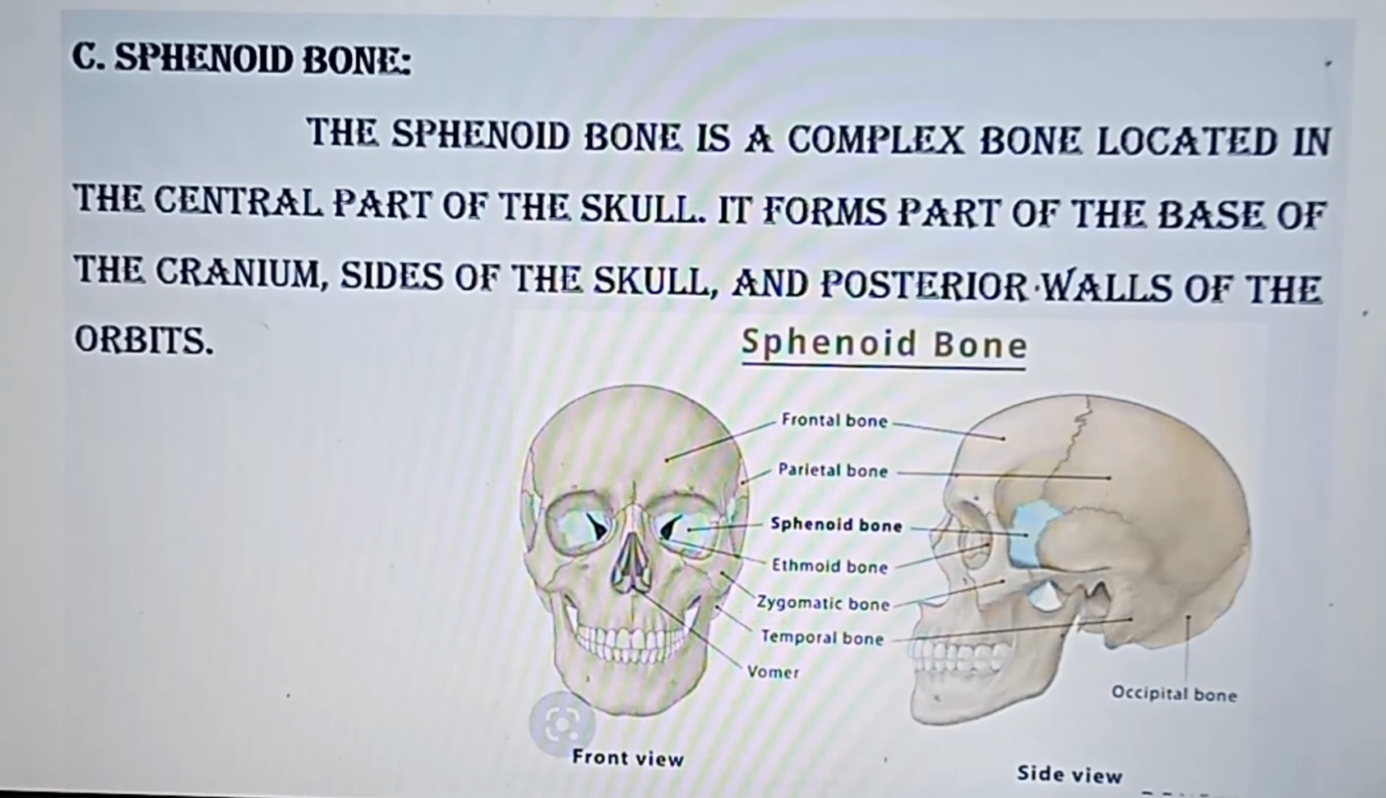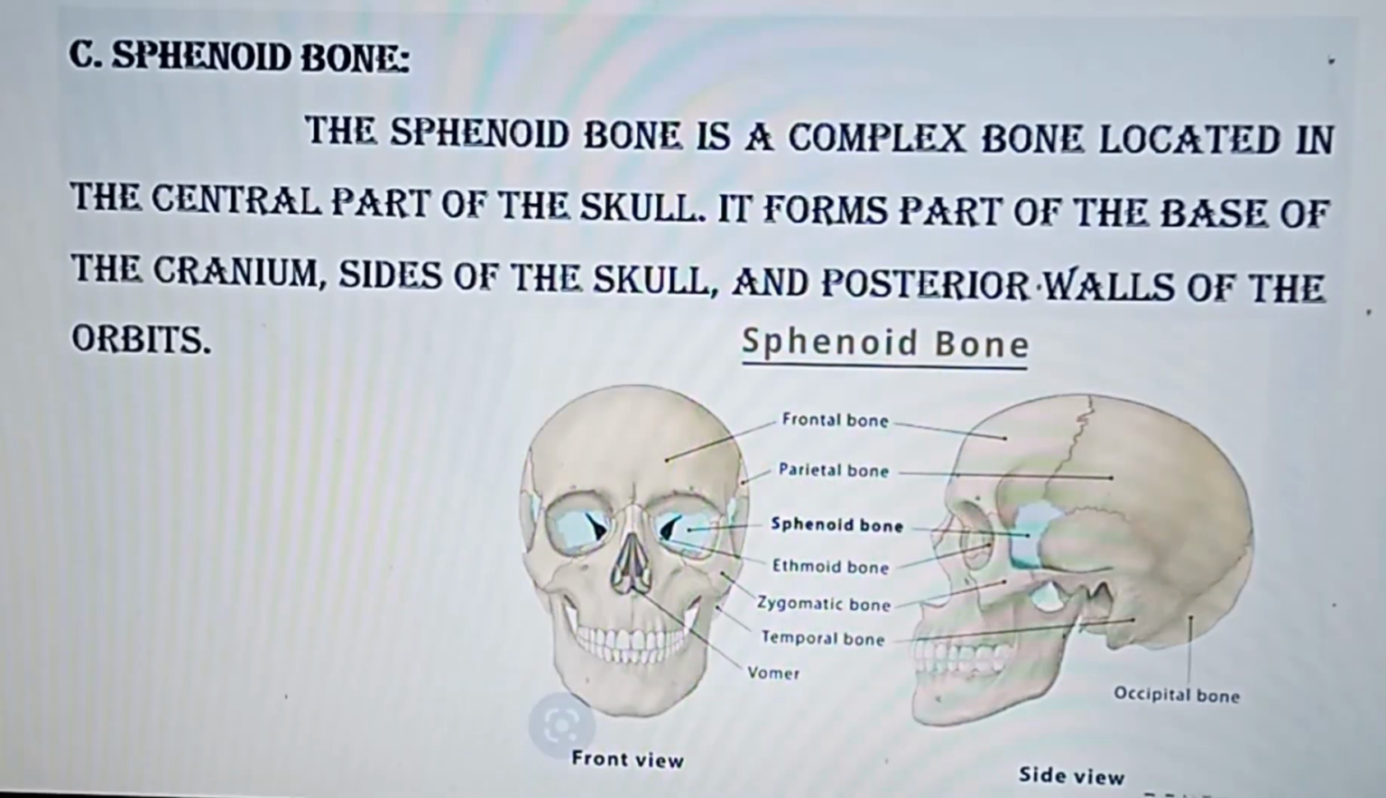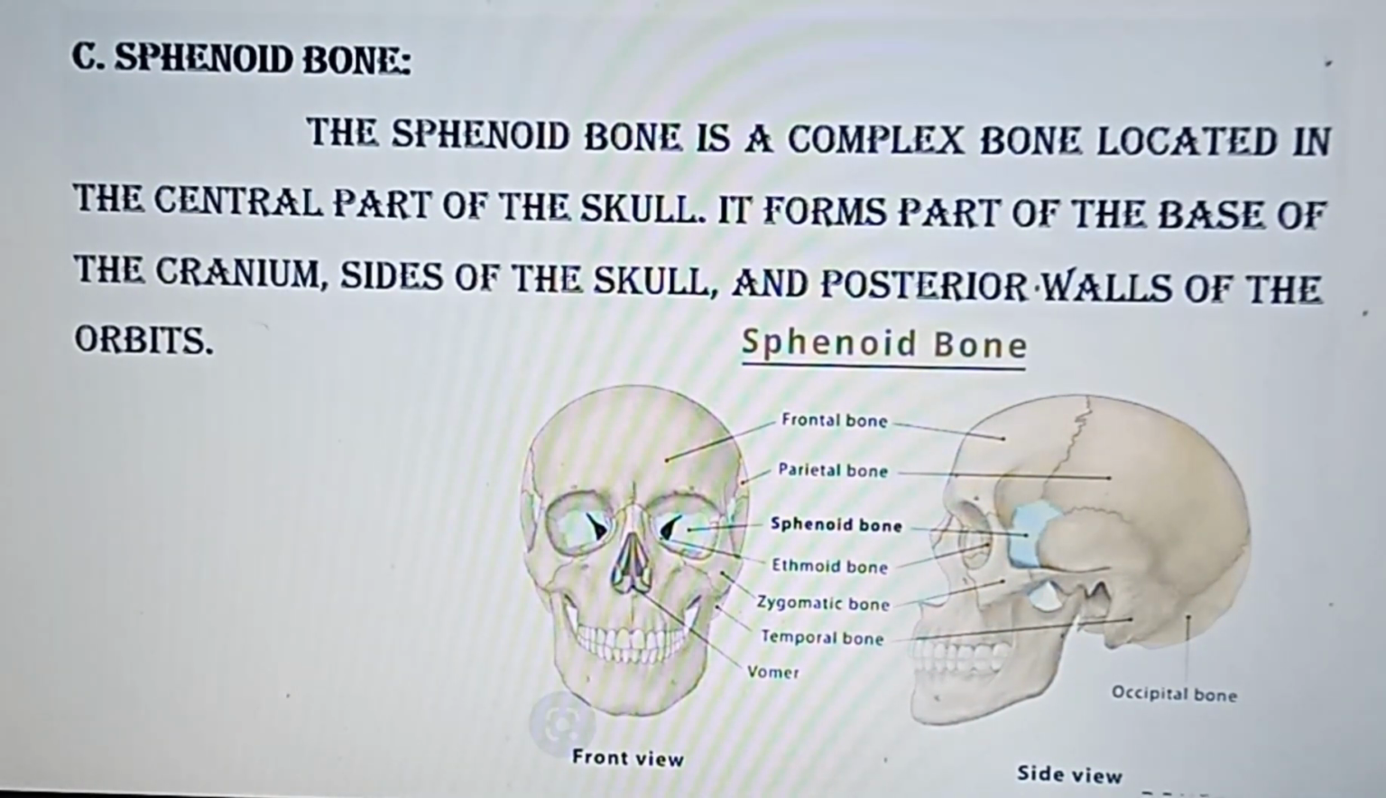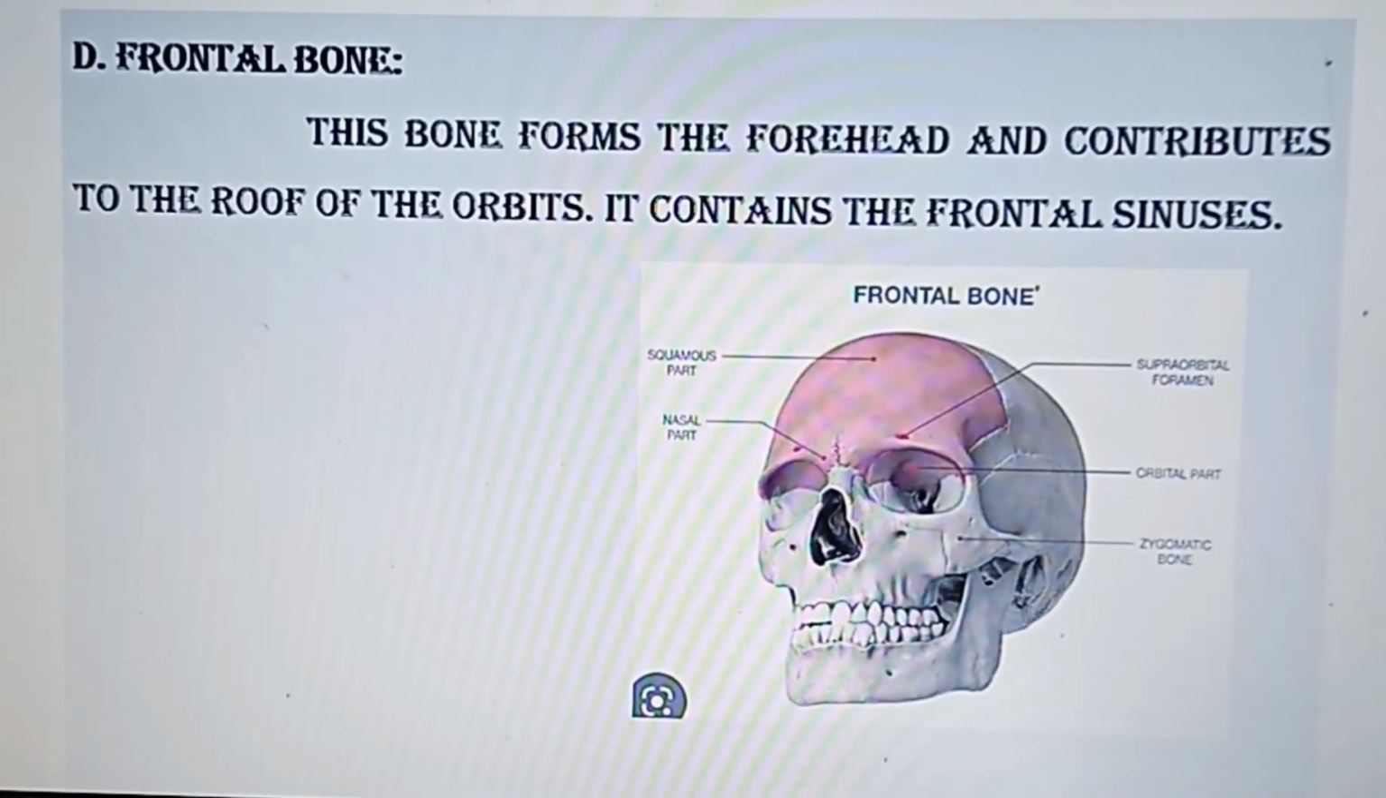Sphenoid bone. The sphenoid bone is a complex bone located in the central part of the skull. It forms part of the base of the cranium, sides of the skull and posterior walls of the orbits. Frontal bone. This bone forms the forehead and contributes to the roof of the orbit. It contains the frontal sinus.